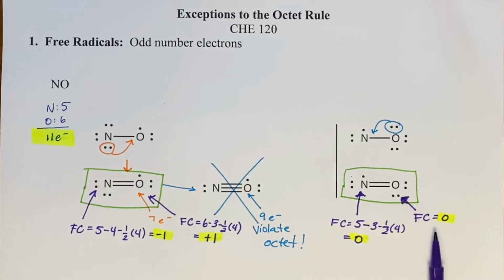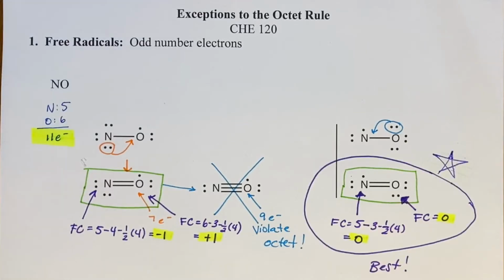So as I compare these 2 structures, I know that it comes down to my formal charge. The structure that has the better set of formal charges will be my best Lewis structure for the nitrogen monoxide molecule, and that's going to be the structure here on the right. That's going to be my best Lewis structure for the nitrogen monoxide molecule.